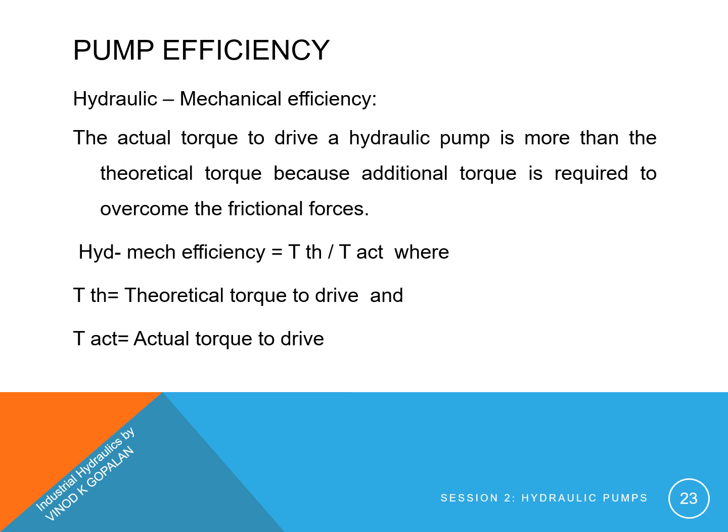Hydromechanical efficiency. The actual torque to drive a hydraulic pump is more than the theoretical torque because additional torque is required to overcome the frictional forces. Hydromechanical efficiency is equal to T theoretical divided by T actual, where T theoretical is equal to the theoretical torque to drive and T actual is the actual torque to drive.